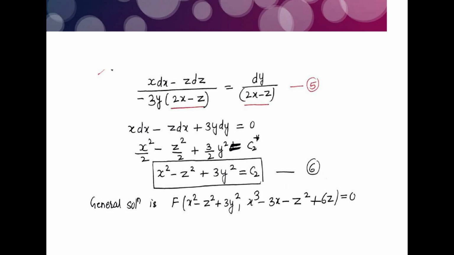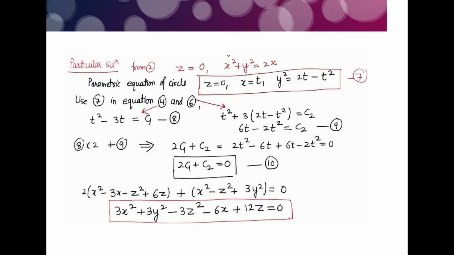So we have the general solution given by the last expression on this slide, where this capital F is an arbitrary function. You can skip this step of writing the general solution, as we have to find only the particular solution. Now for finding the particular solution, I am rewriting the conditions, that is the circle through which we have to pass the given surface.